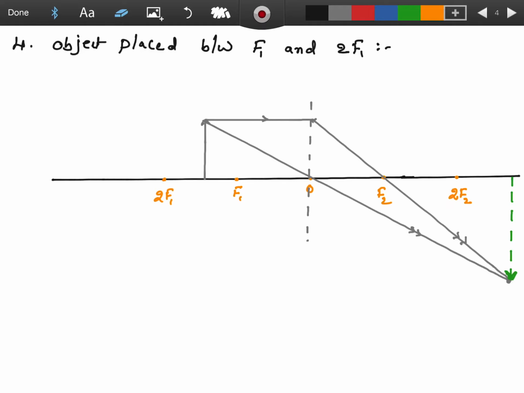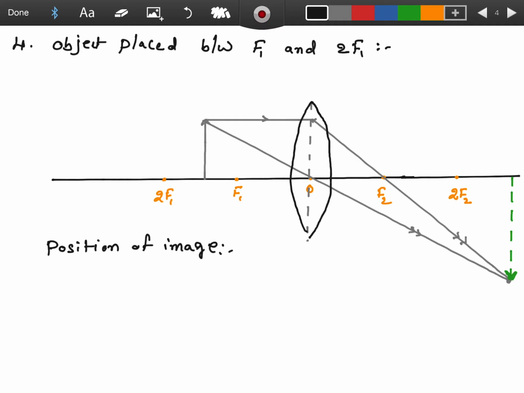Now complete the lens. I'll complete the lens. This is the convex lens I am talking about. Draw the convex lens. It is very simple. Now position of image. Where is the position of the image? Beyond 2f2, or beyond center of curvature. Beyond center of curvature.